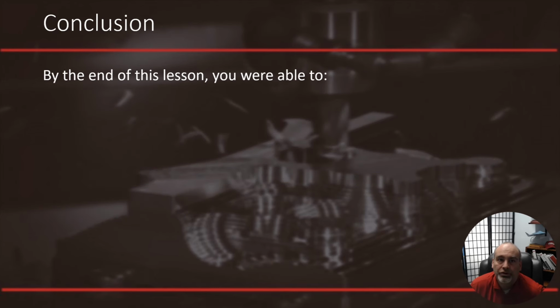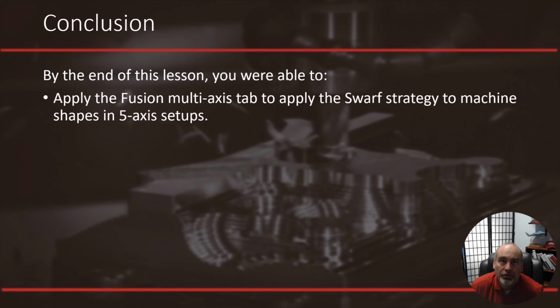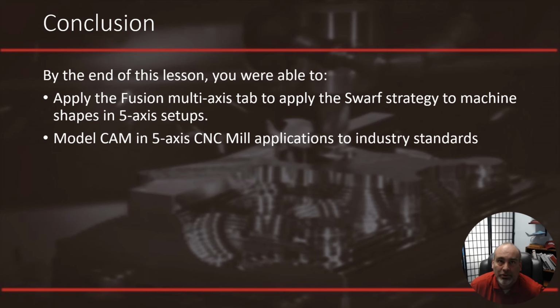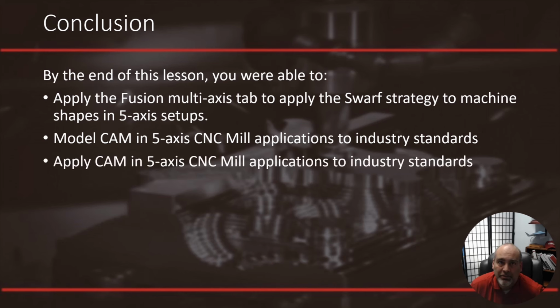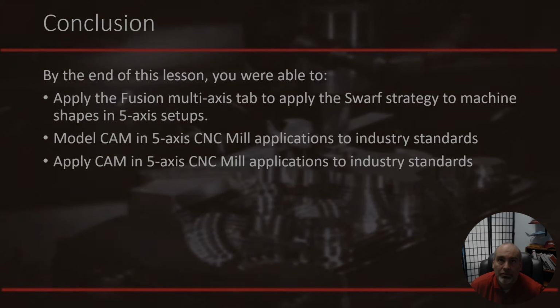In conclusion, by the end of this lesson, you are able to use the Fusion Multi-Axis tab to apply the Advanced Swarf strategy to machine shapes in 5-axis setups. You're able to model CAM in 5-axis CNC mill applications to industry standards. This concludes this lecture, and we'll see you on the next one.